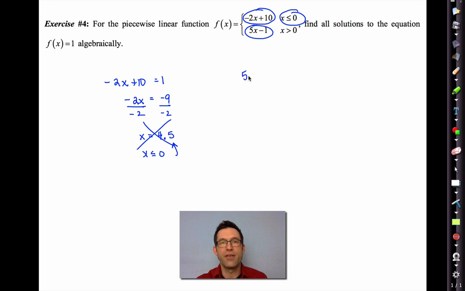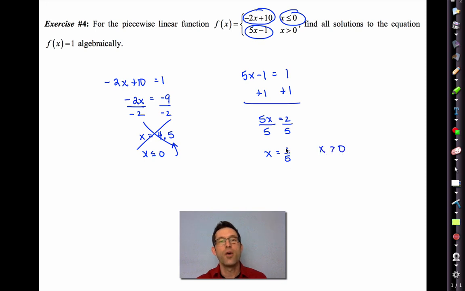Let's try 5x minus 1 equals 1. Well, if I add 1 to both sides, I get 5x is equal to 2. Divide both sides by 5, and I get x is equal to 2/5. Now this is correct as long as x is greater than 0. Well, 2/5 is greater than 0. So that's my winner. All right. Again, tricky, because it seems like we're going to get two very valid answers, and yet only one of them checks, only one of them works.